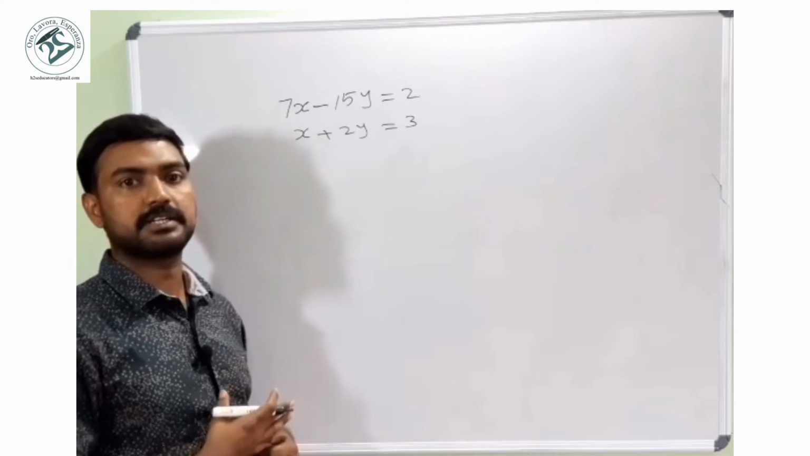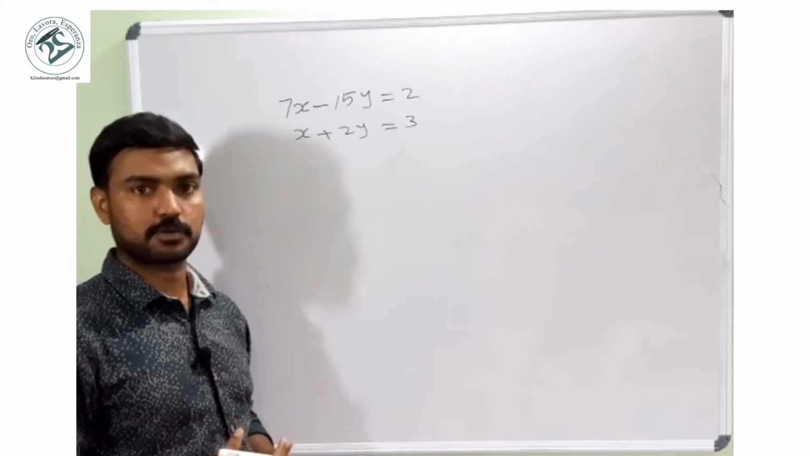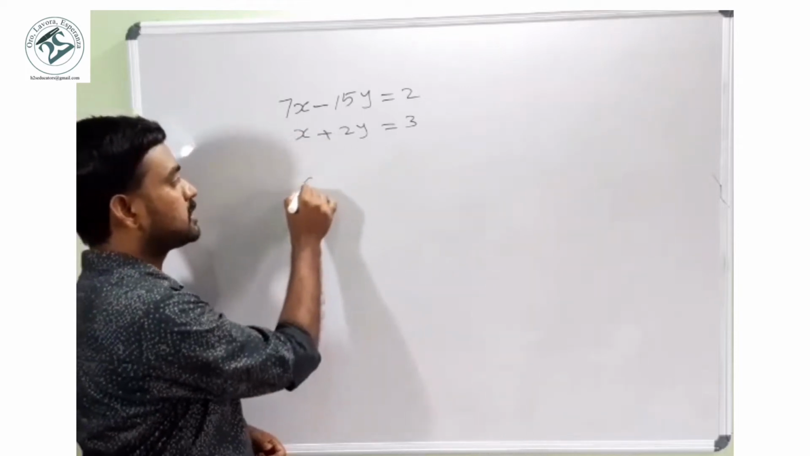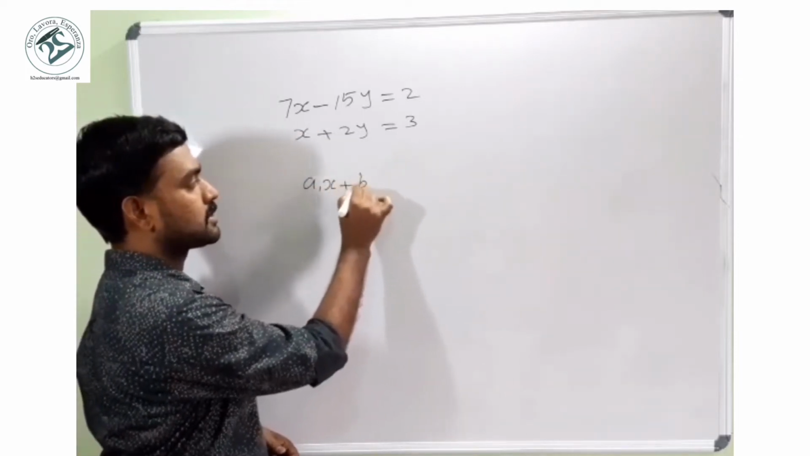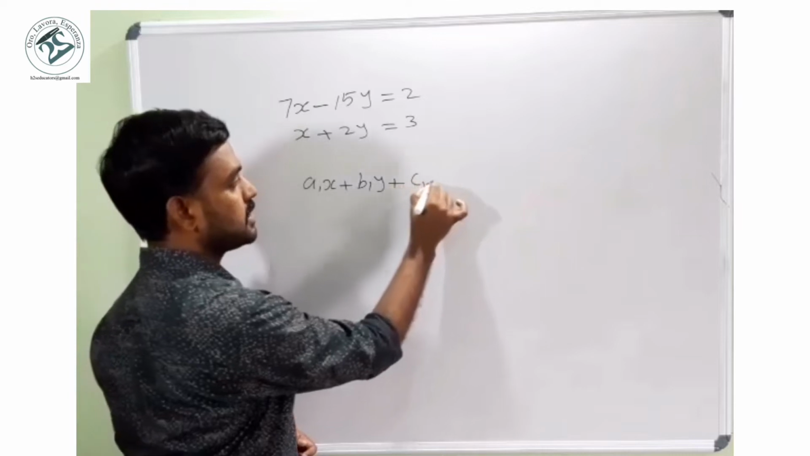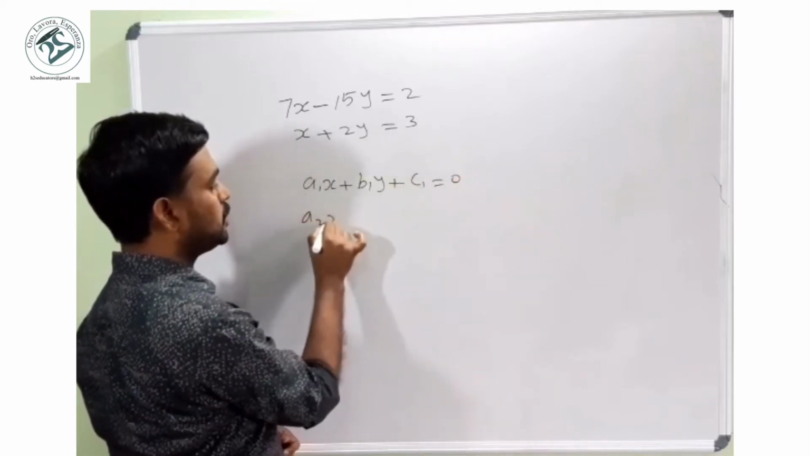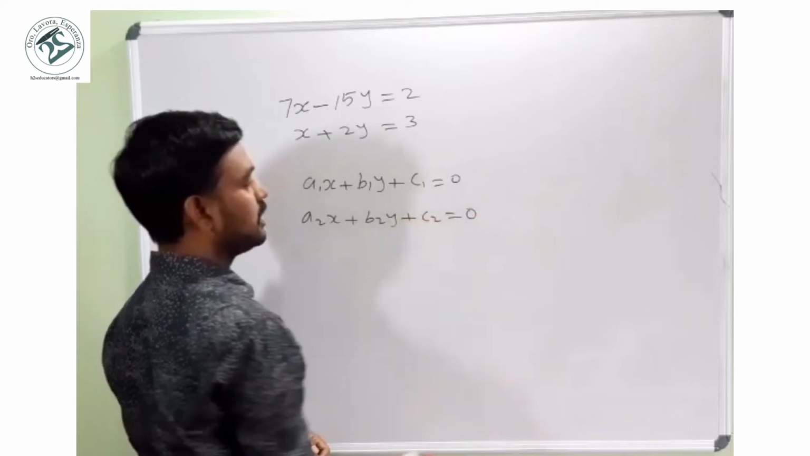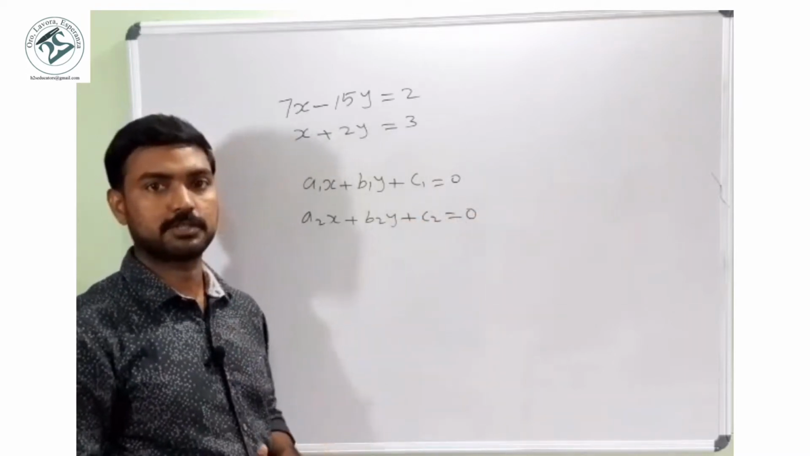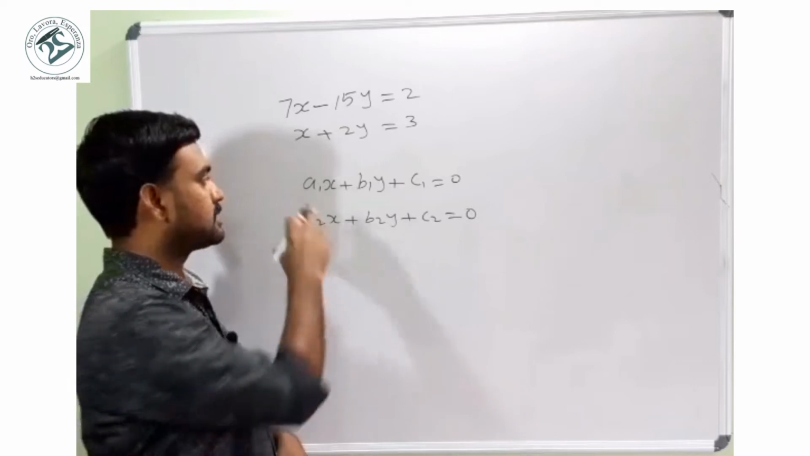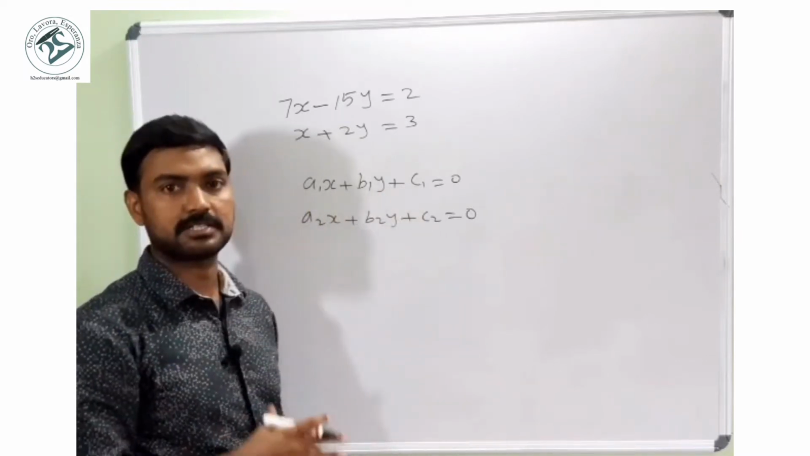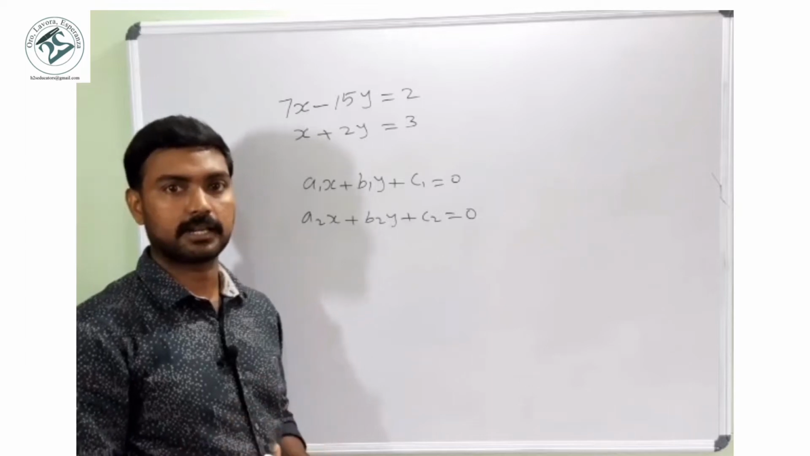First, we have to check it is pair of linear equations or not. We know the definition. If it is possible to write the standard form a1x plus b1y plus c1 is equal to 0, a2x plus b2y plus c2 is equal to 0, then it is a pair of linear equations in two variables. Also, this a1, b1, c1, a2, b2, c2, these are the coefficients and constants. It will be real numbers.